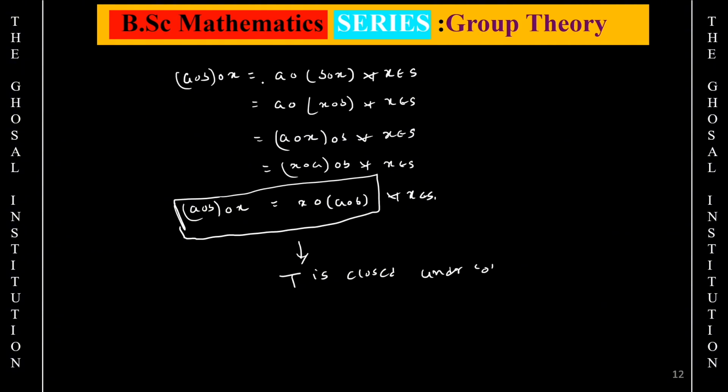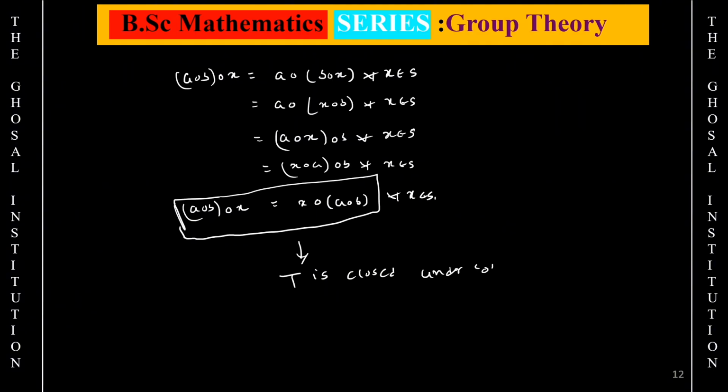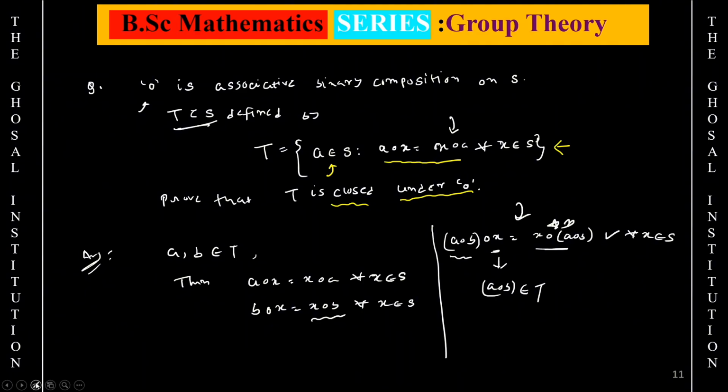So we just start with (A compose B) of X, and we know that composition is an associative binary composition on S, and since T is a subset of S, every element of T is in S. We do a little bit of rearrangement, apply the associative property, and we get (A compose B) of X is equal to X compose (A compose B). That's a very easy thing, and you can conclude that T is closed under composition. So that's it, a beautiful question. I think you should check it once after this session.